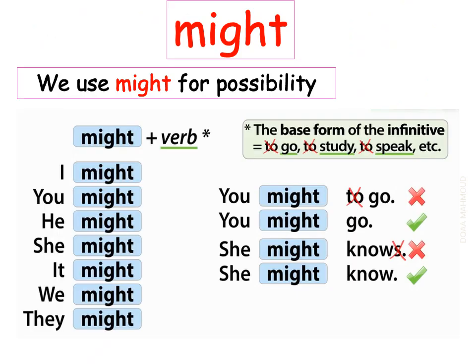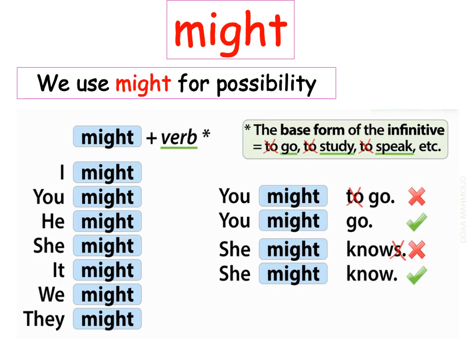We use might for possibility. Might plus verb in infinitive form, so the base form of the verb. We can't say might to go, might to study, might to speak. This is incorrect. But you must say might go, might study, might speak. For example, you might go, you might know. Okay?